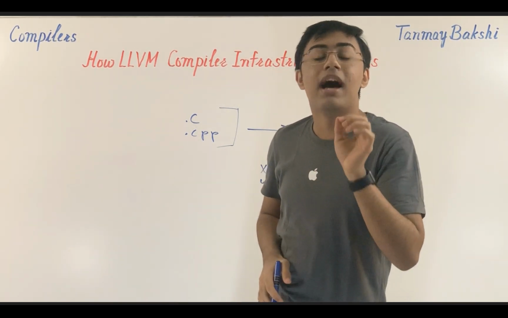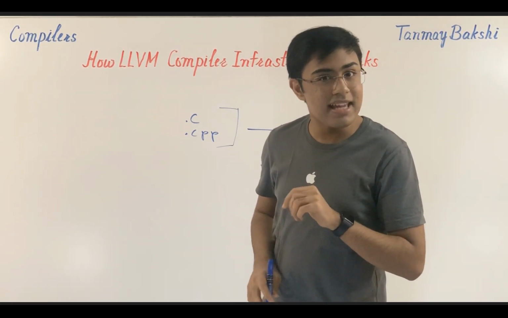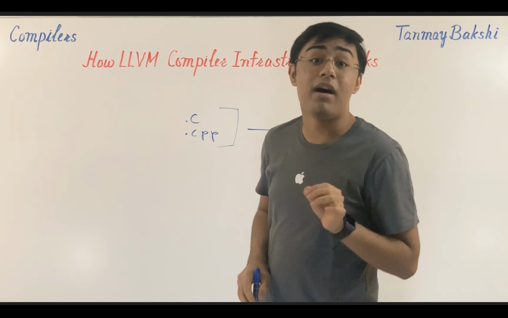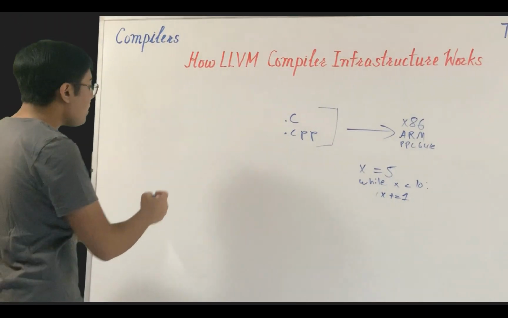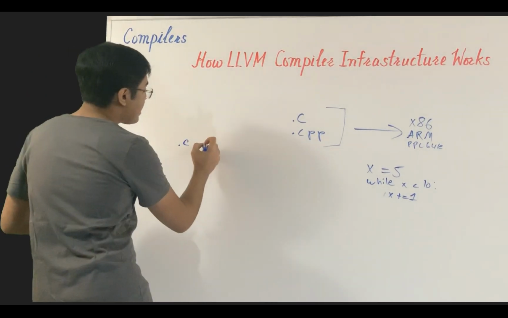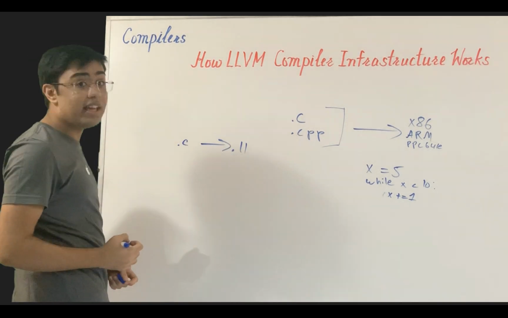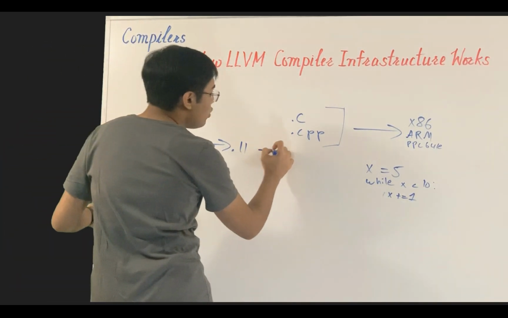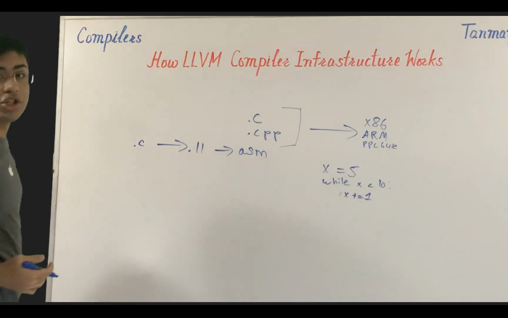This is called an IR, intermediate representation. More particularly in this case, it's called the LLVM IR, LLVM intermediate representation. So what's going to happen is you're going to take, let's just say, a C file. It's going to go to a .ll file, which is your LLVM IR file, and this will be converted to your assembly, and of course your machine code.